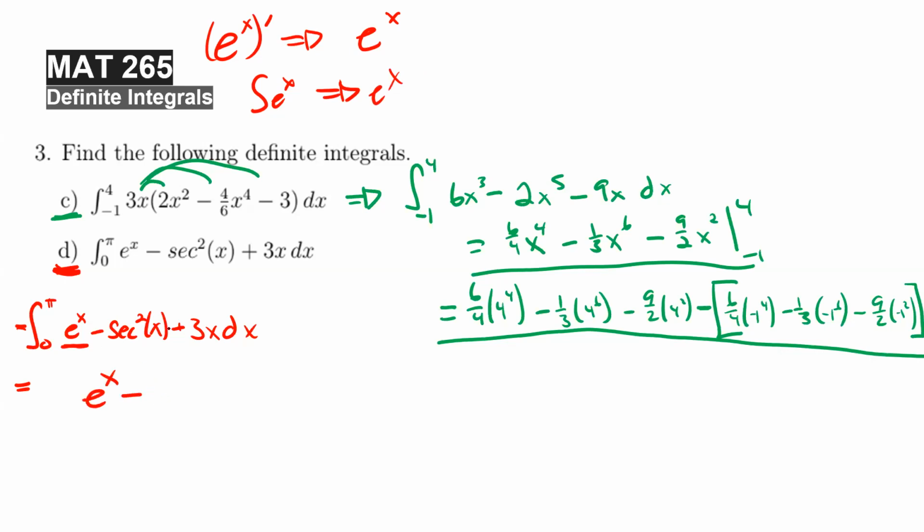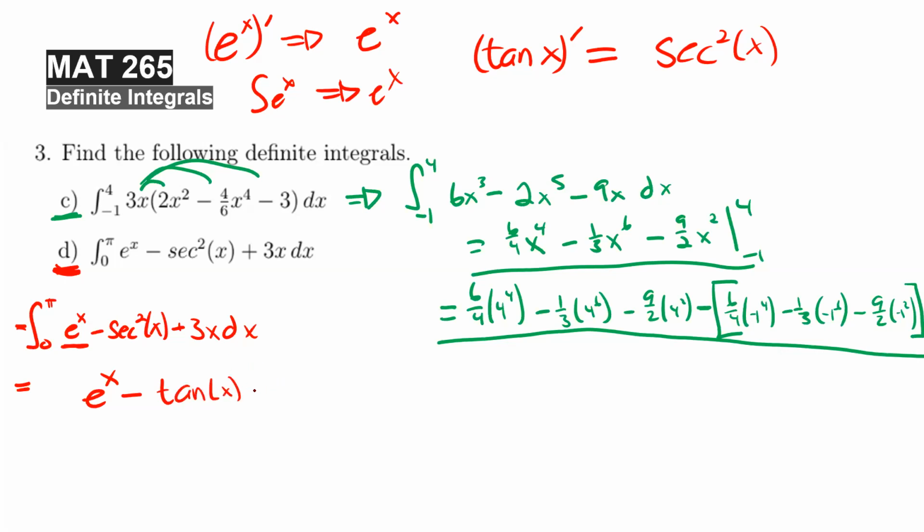Minus the integral of secant squared of x. This is one that's good to have memorized. If you can memorize at least the derivative of tangent, you'll have a hint of what this is. In case you don't know, what is the derivative of tangent of x again? Yeah, it's secant squared x. So the integral of secant squared x is just tangent of x.